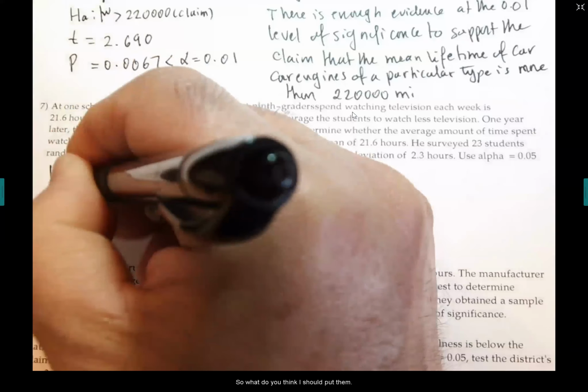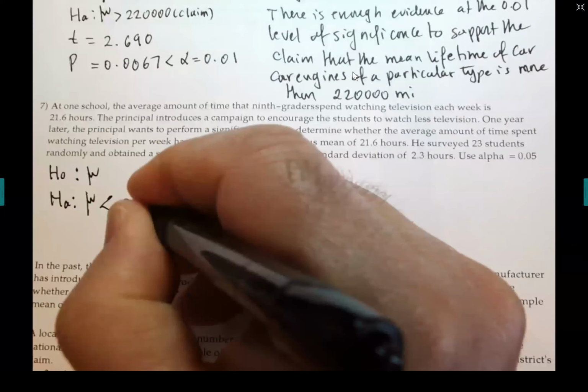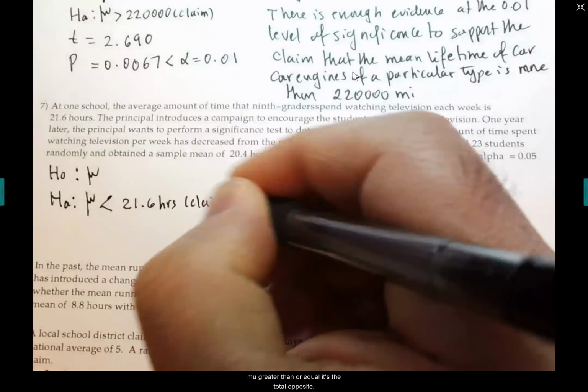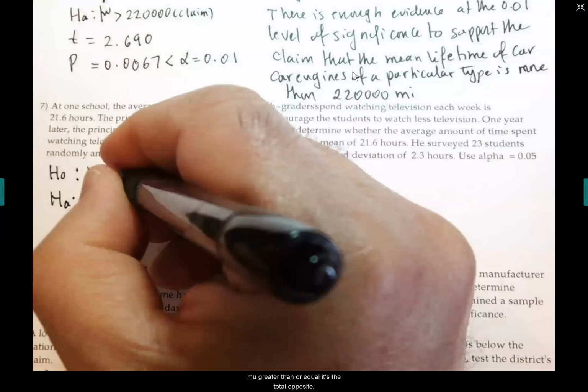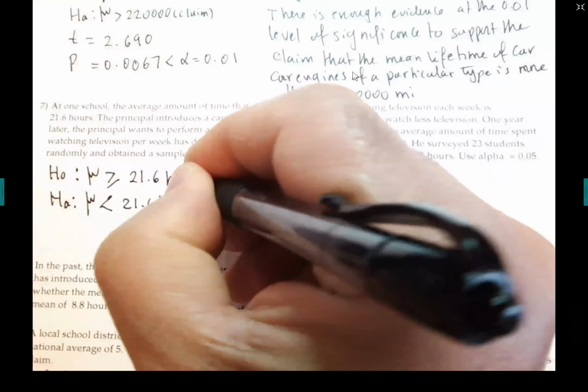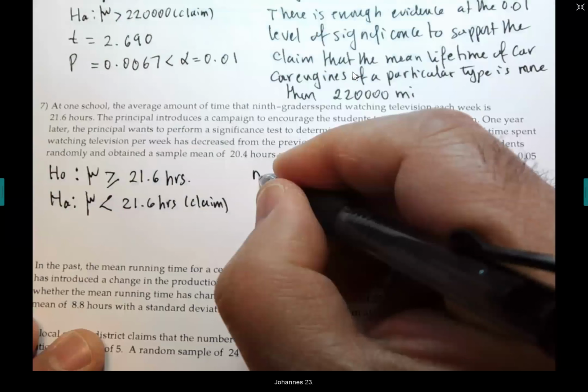So what do you think, guys, I should put there? Let me see what you think. Yes, less than. This is the claim. And greater than or equal is the total opposite. All right. He surveyed 23 students, so N is 23.